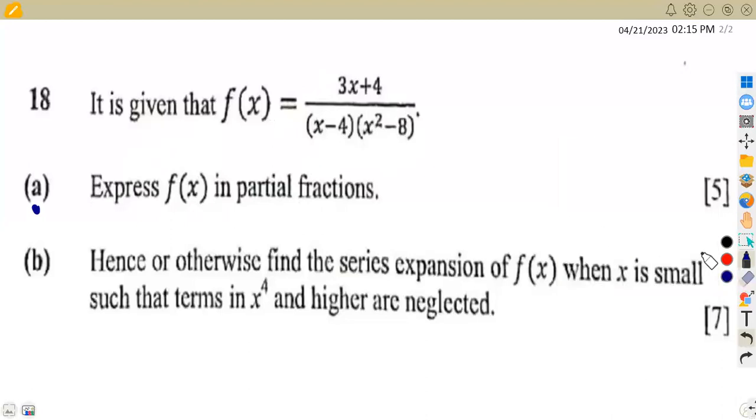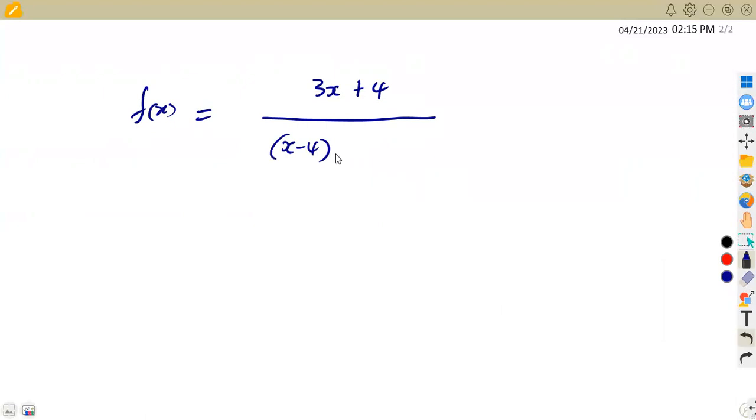So this is not a matter of fact. Actually, from our introduction, we talked about this typical question. So I'm just going to write our f of x separately so that we can have this question properly. So that's f of x. In this case, we are given that it is equivalent to 3x plus 4, everything over the expression of x minus 4 into x squared minus 8. So this is the part that you are given in this case to express into partial fractions on the first part, which is our item A.